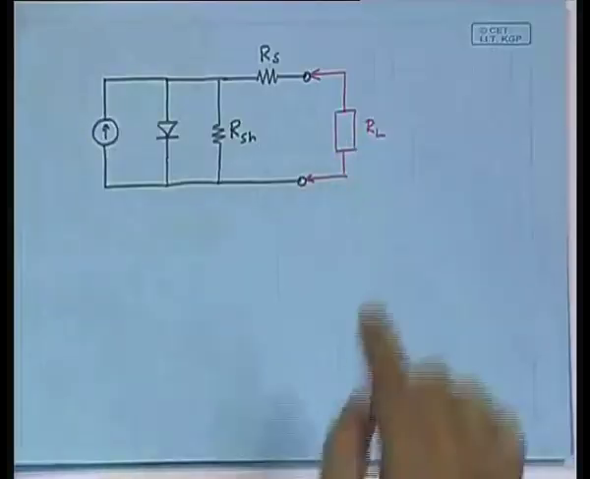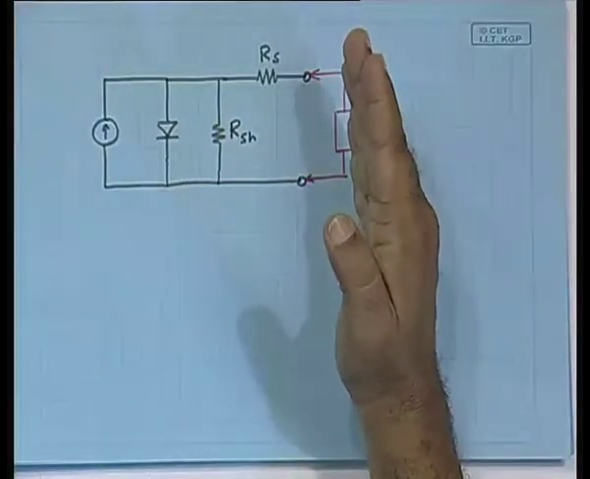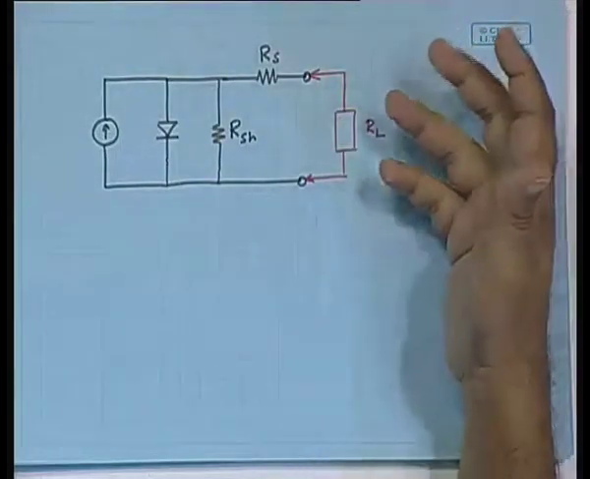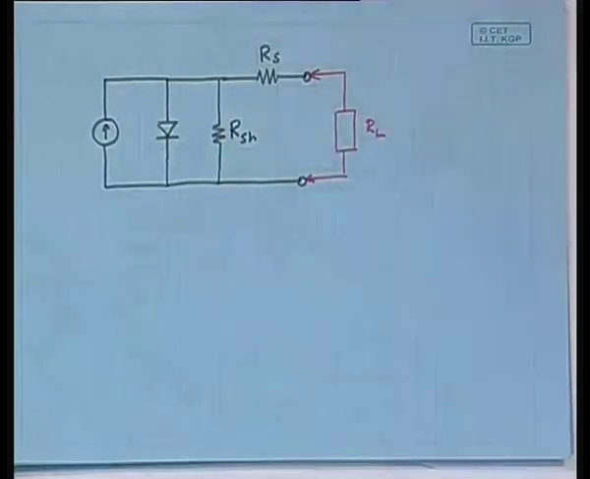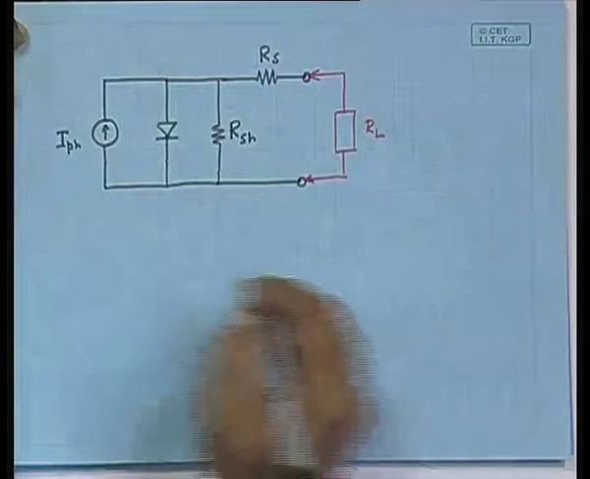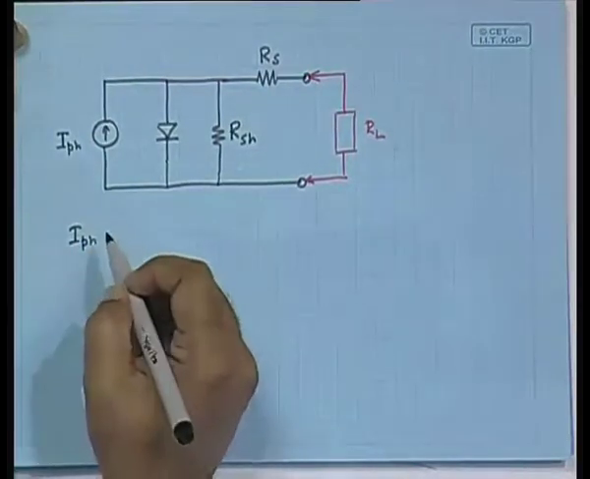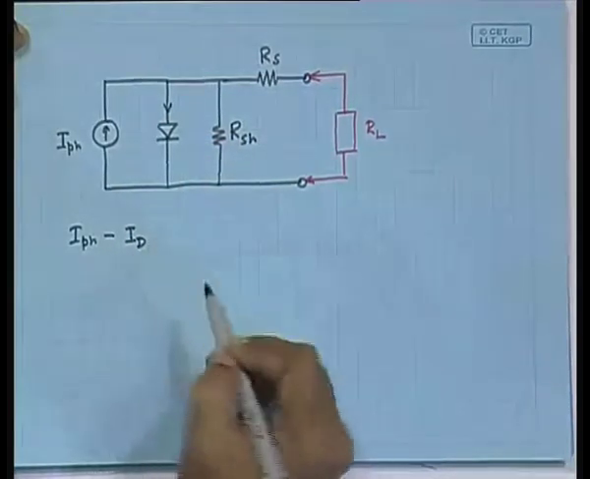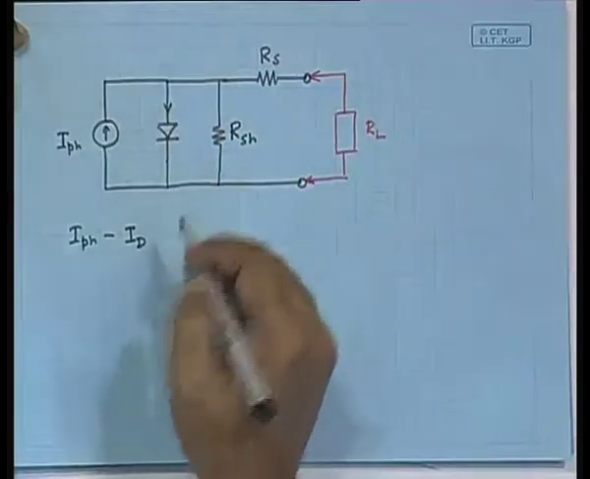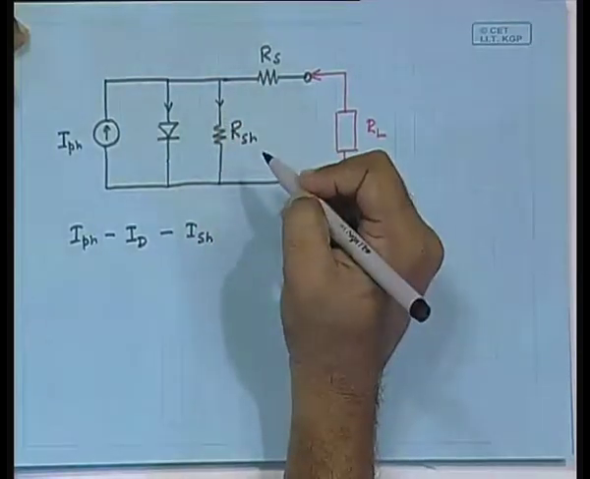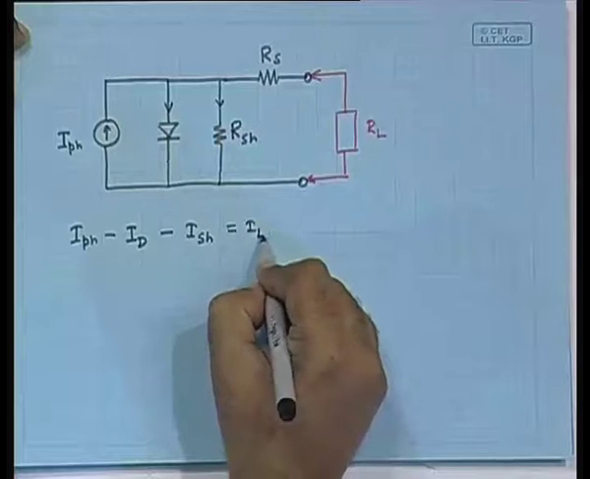So, here you have got connected a load. That load could be a battery charging load, that could be some kind of a heating load, that could be a pump kind of load. I will come to those things a little later, but some kind of load. So, now if you write the equations, it would be I_PH here minus I_D, the diode current, minus I_SH, the shunt line current, is equal to I_L, right.